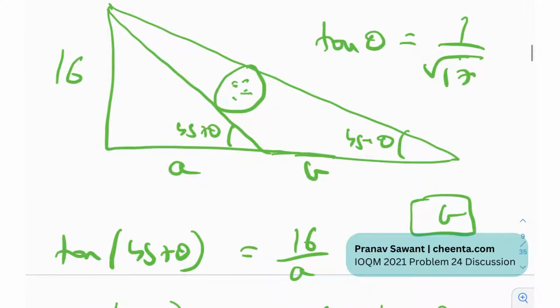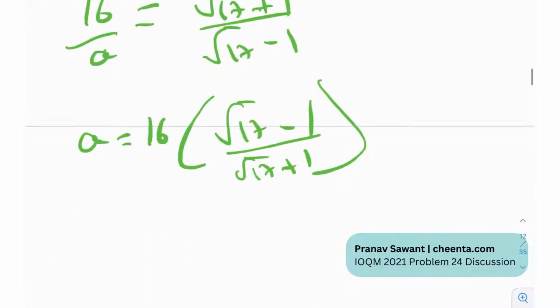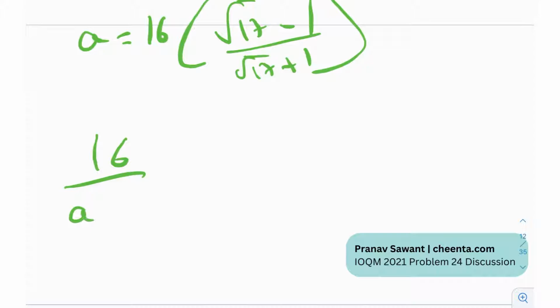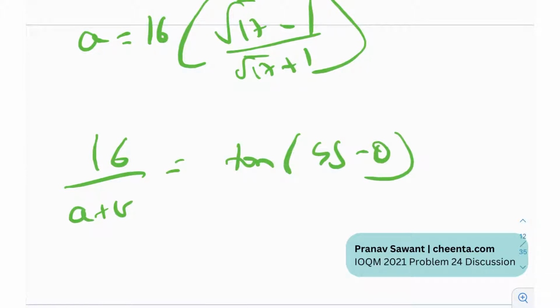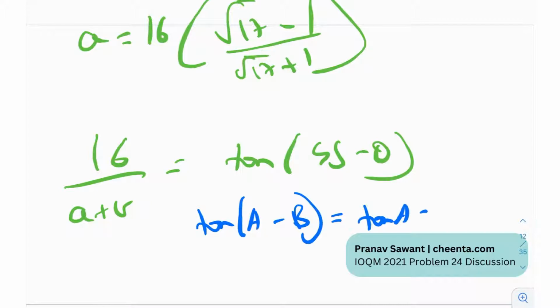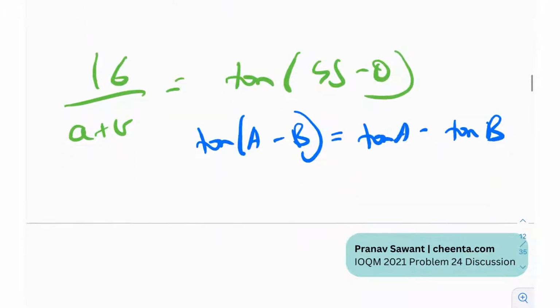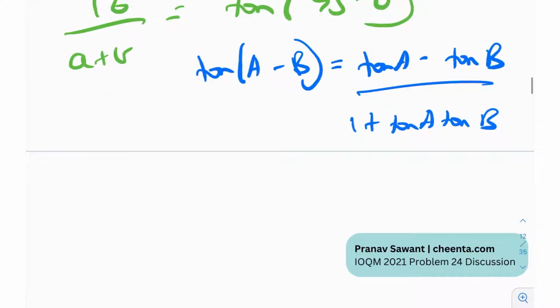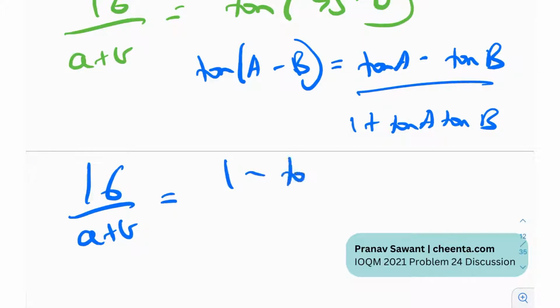Now you look at this entire triangle. 16 by A plus B is tan 45 minus theta. Now I'll write another formula for you, which is tan of A minus B. And tan of A minus B is nothing but tan A minus tan B divided by 1 plus tan A tan B. Well, perfect. Because now you have 16 divided by A plus B is equal to 1 minus tan theta divided by 1 plus tan theta.